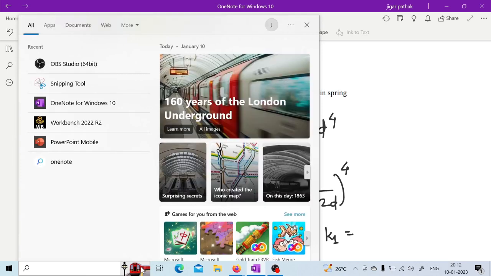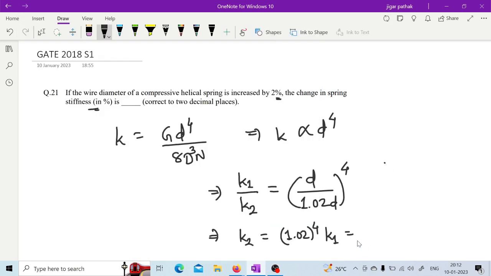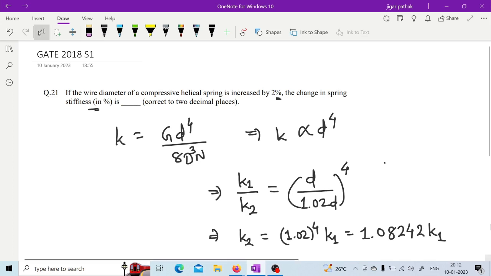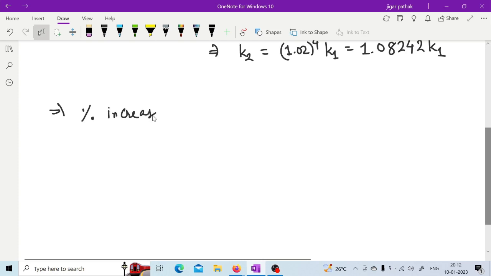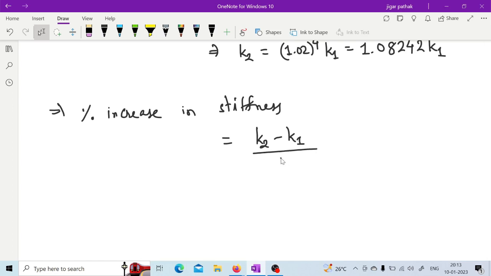So your K2 is equal to what you get if you go for power 4: 1.08242. So this is your K2. Now the percentage increase in stiffness they have asked. That will be equal to K2 minus K1 upon K1 into 100, so you get it in percentage. Taking K1 as common, it will be 1.08242 minus 1, so it is 8.242 percent.